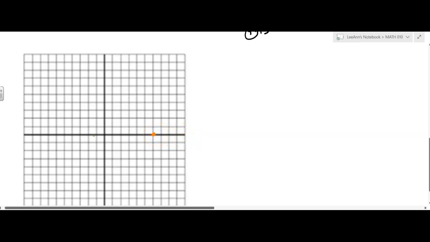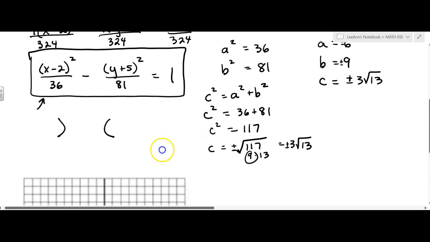Right there. Oh, no, we don't want that yet. I forgot about H and K. So I've got to scroll back up and find where my center is. I was all excited to get the A, B, and C.